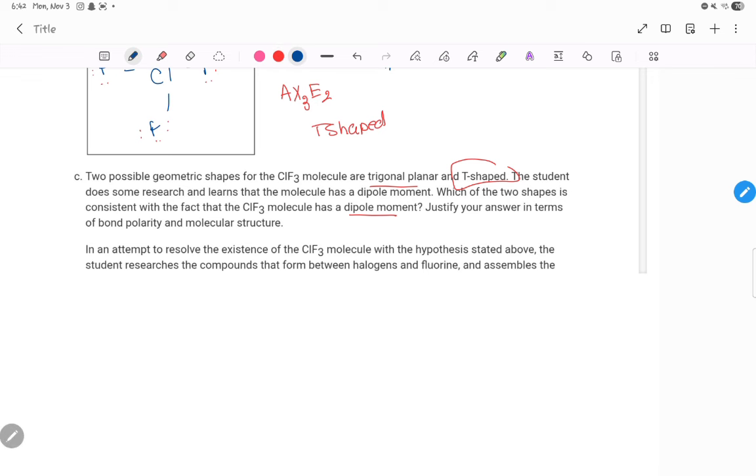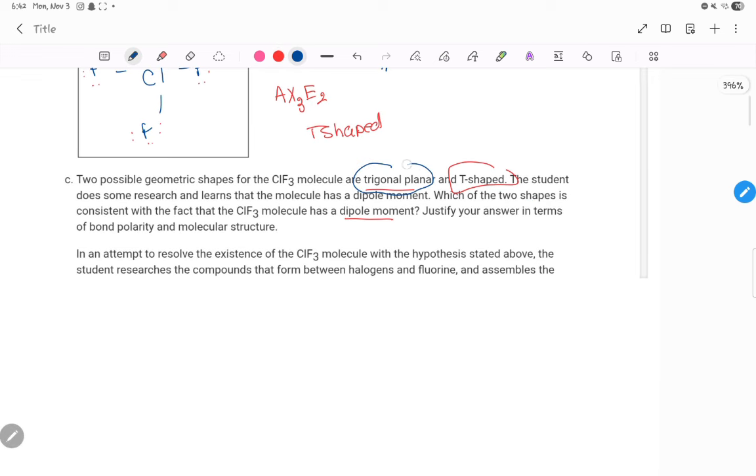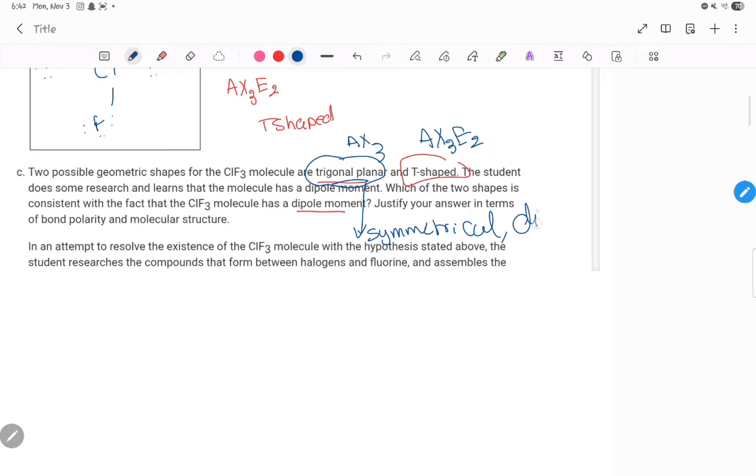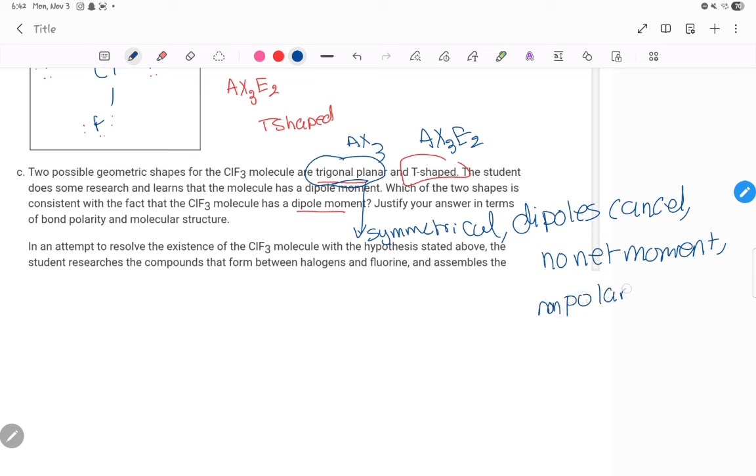Okay, so very simply, we need to compare between trigonal planar, which is for AX3, and T-shaped, which is for AX3E2. They're telling us, why is it T-shaped and not trigonal planar? Very simply, because trigonal planar is symmetrical, right? And we said in symmetrical, the dipoles cancel, and then it will end up having no net dipole moment, right? And due to this, we will say that it will be a non-polar molecule.